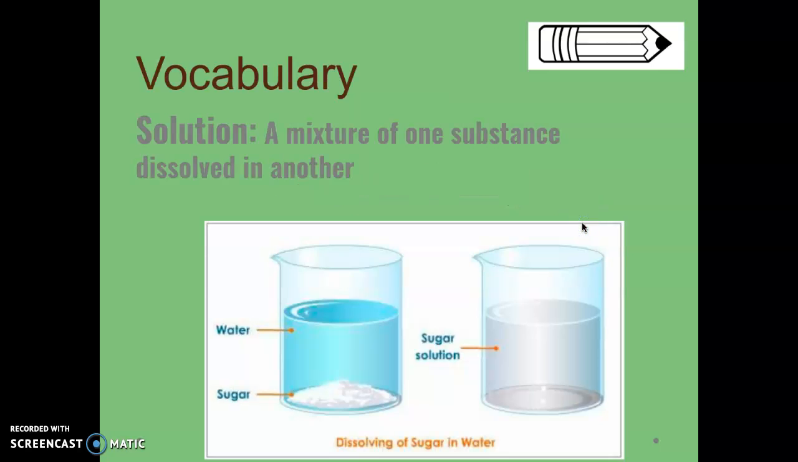All right. 3 vocabulary words today. The first one is solution. So a solution is a mixture of one substance dissolved in another. The example shown here is sugar solution or sugar water. Sugar water is a solution because we have sugar dissolved completely in water.